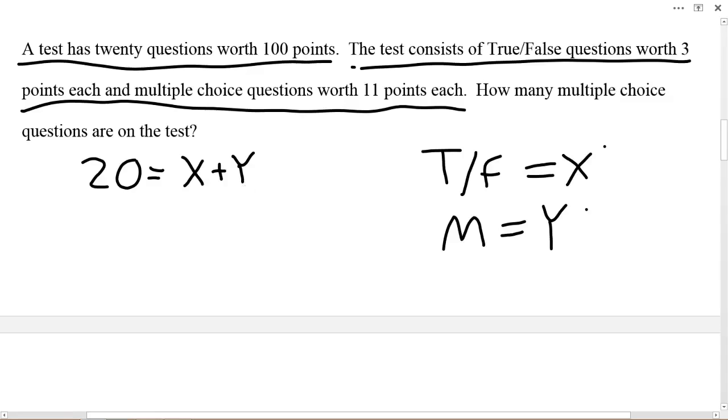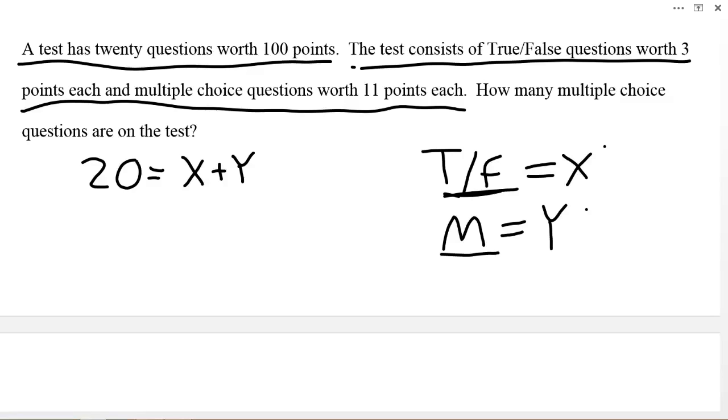All right. So if we know how many questions, say, for true and false we have, then we'll find out how many questions for multiple choice we have, right? Or vice versa. If we know how many questions we have for multiple choice, we could figure out how many questions are for true and false. So we've already set up our first expression. All right. So now what's the next thing?